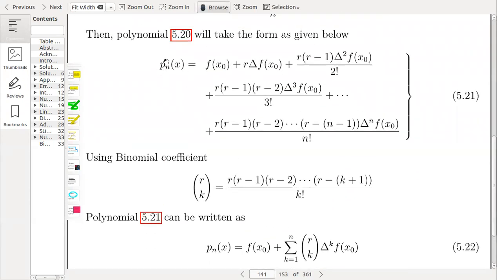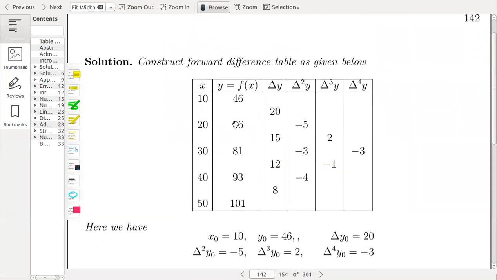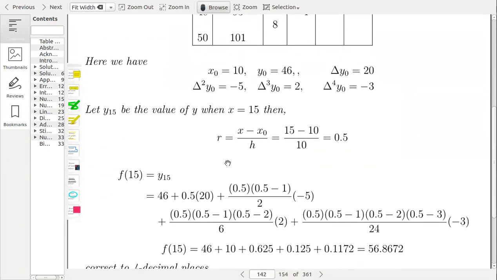It is written in the form of Pn of x = f of x naught + r delta f of x naught + r(r-1)/2 delta square f of x naught. We just have to replace the value of r. So replace the value of r, we will have 46 + 0.5 into 20, 0.5 into (0.5 - 1) over 2, 0.5 into (0.5 - 1)(0.5 - 2) over 6, 0.5 into (0.5 - 1)(0.5 - 2).